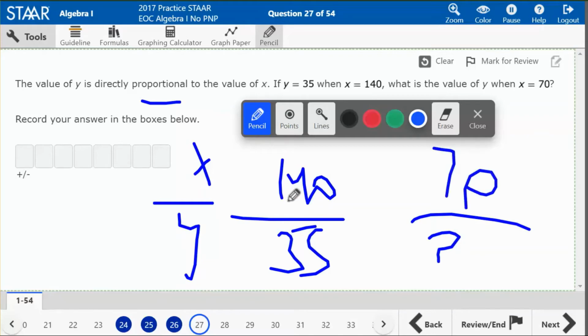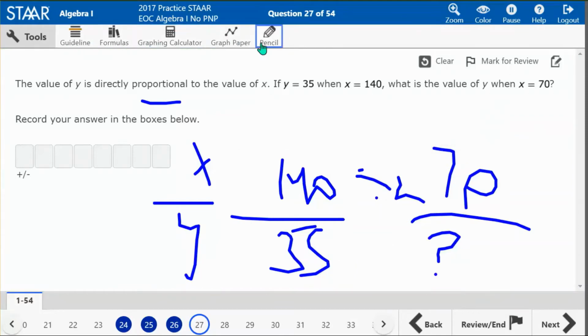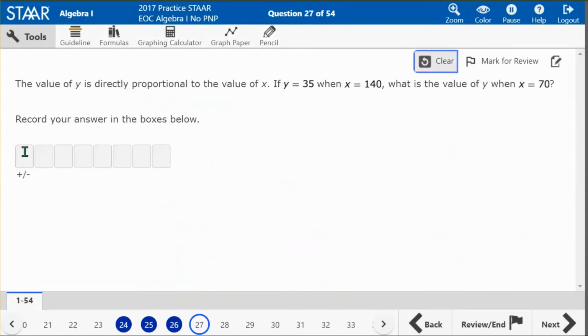So to get from 140 to 70, you would have to divide by 2, right? So to get to the mystery number from 35, because if we do something to the top, you also have to do something to the bottom. It's kind of like a rule in algebra too. So 35 divided by 2 is equal to 17.5. So we can put our answer, 17.5.